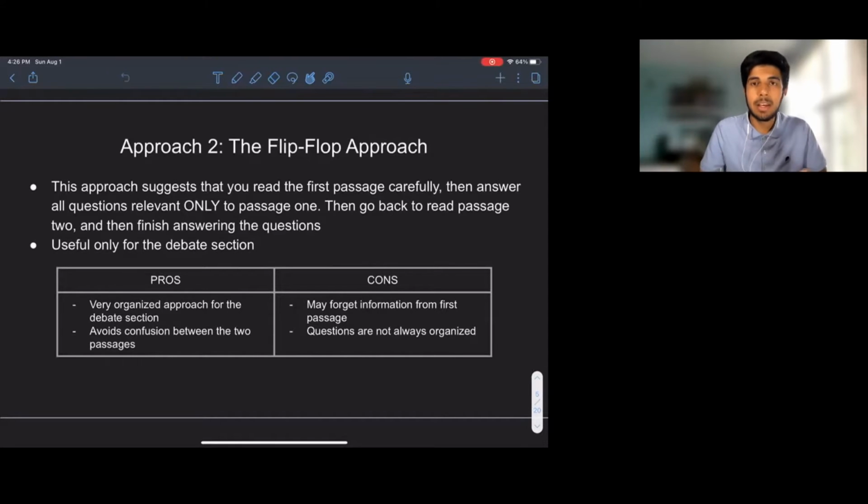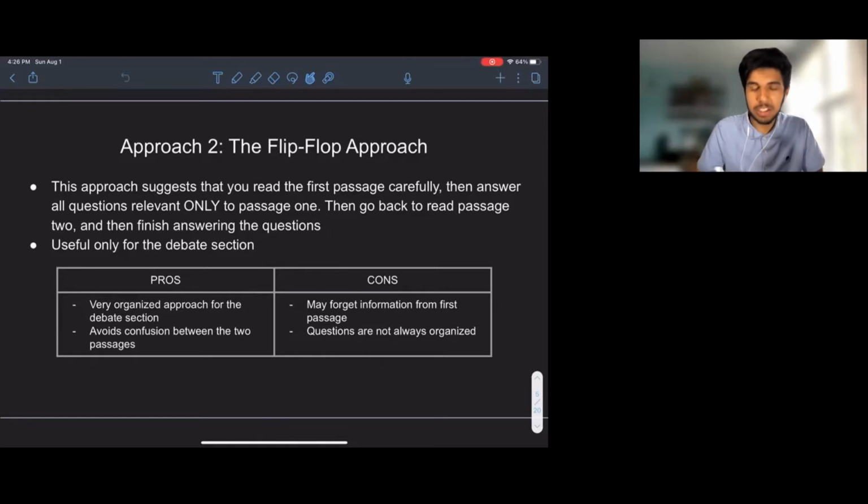So what does this mean? If you use the flip-flop approach, the first thing you'll be doing is reading the first passage. And the last thing you'll be doing is answering questions that either don't involve the first passage or involve both passages 1 and 2. And for those questions that involve both passages 1 and 2, you might forget some information that you had read because that was the first thing that you did. So that can waste a little bit of time.